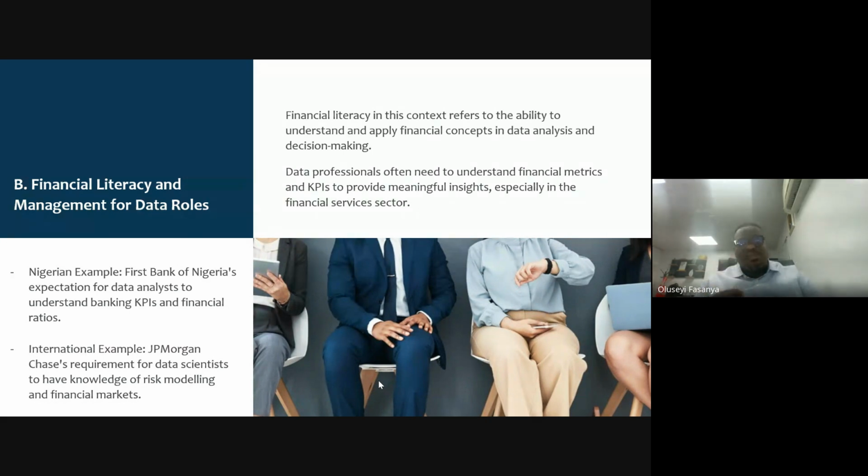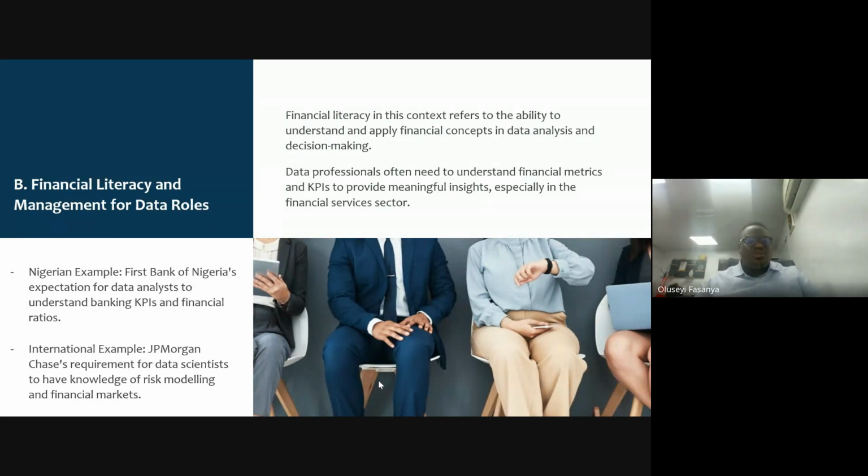The ability to understand numbers is quite important, because at the end of the day, if you're able to interpret data and bring all of that noise together and show metrics, to talk to profitability, to talk to your EBIT line, to talk to all the metrics within the financial concepts, that actually makes you very valuable. So data professionals are required to understand financial metrics and KPIs to provide meaningful insight, especially in the financial services sector. On the Nigerian field, First Bank of Nigeria's expectation for data analysts to understand banking KPIs and financial ratios is quite very important.